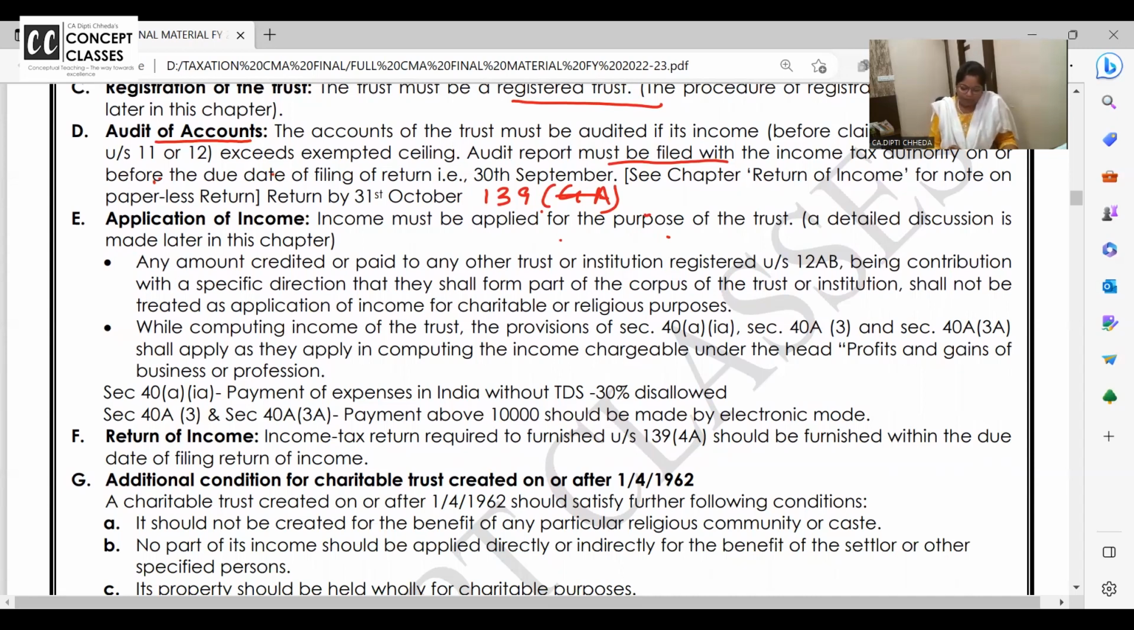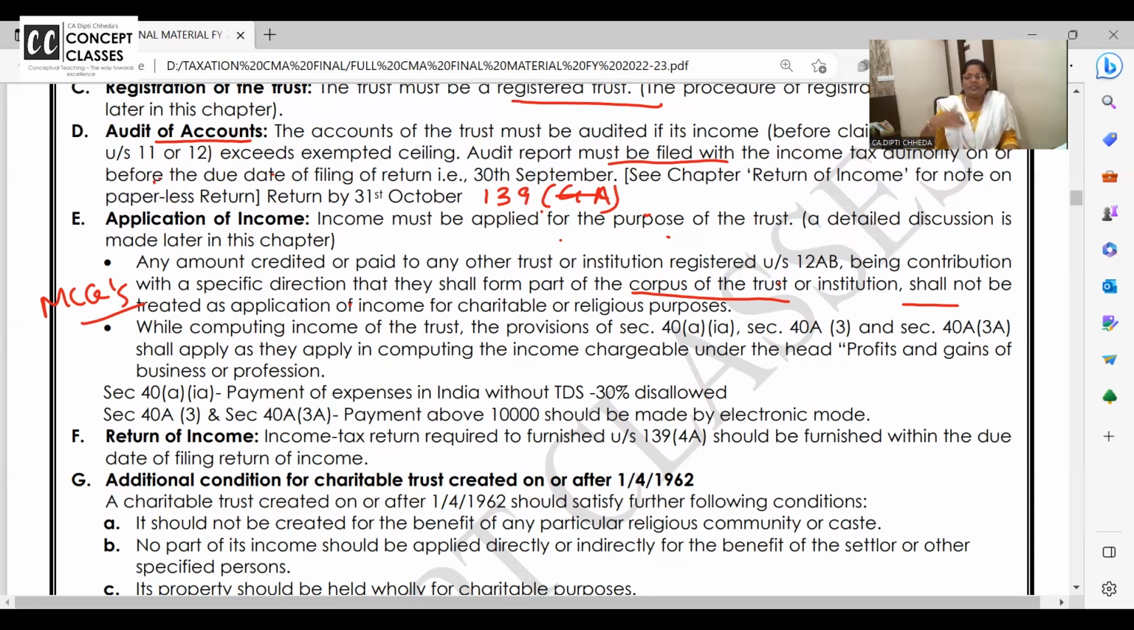Just now I told you, any amount credited or paid to any other trust being contribution with a specific direction that they shall form part of corpus of trust is not allowed. MCQ, write it here. While teaching, I'll tell you, this is theory question, this is MCQ.